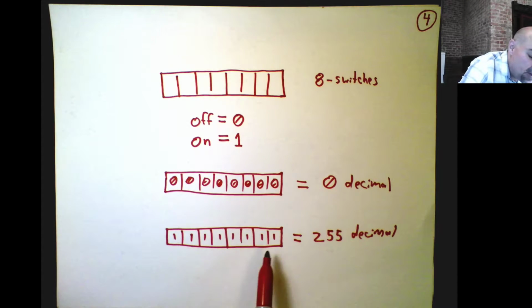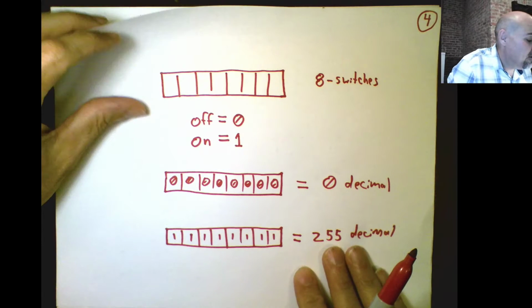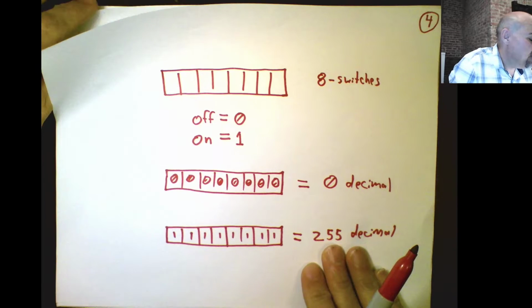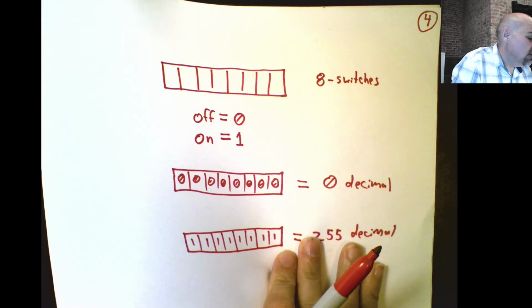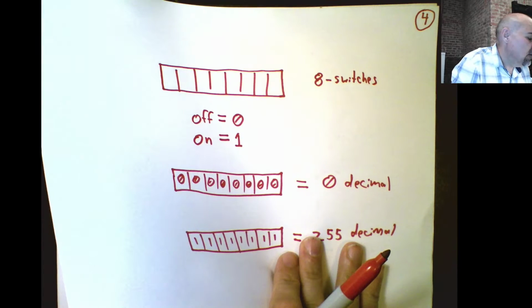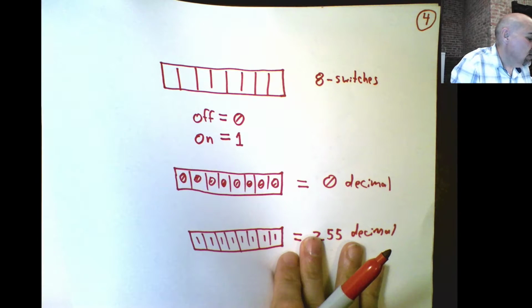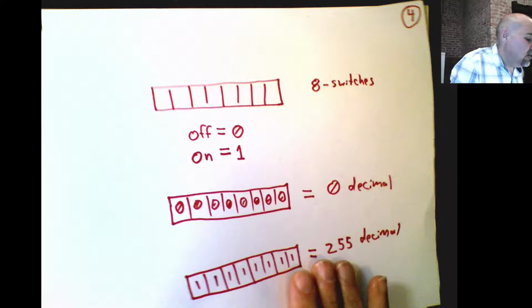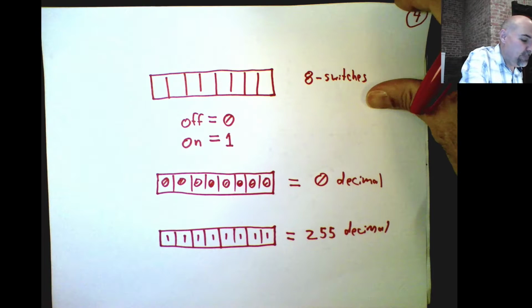Now, that just doesn't quite answer how those numbers are stored. So we're going to expand on this a little bit. And in order to do that, let's go to a new page here. All right, so that was page 4.